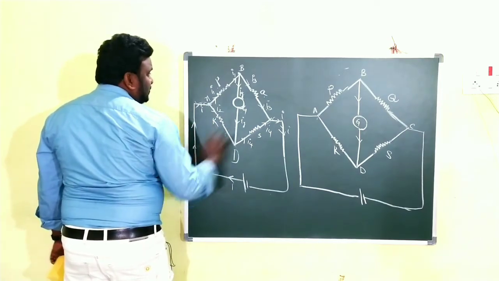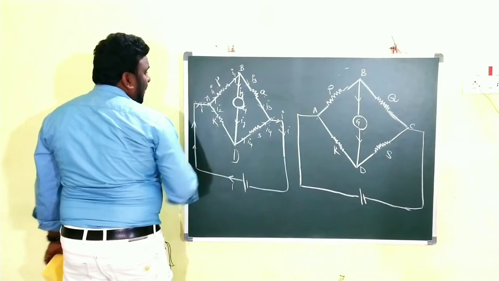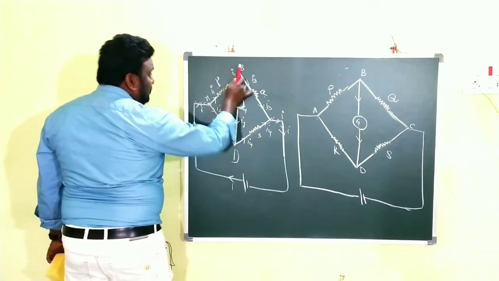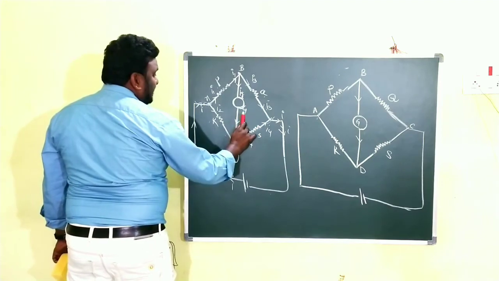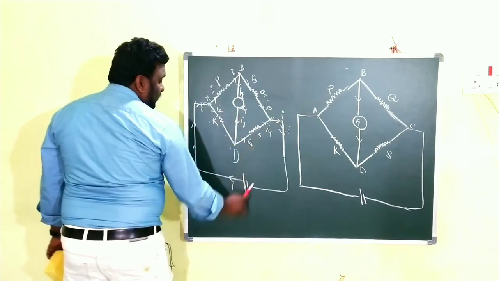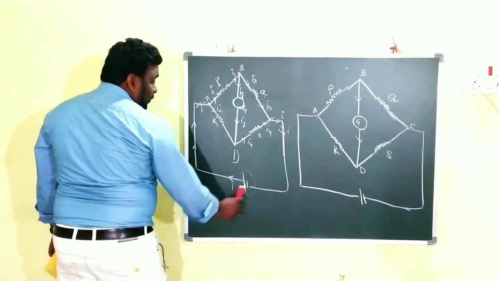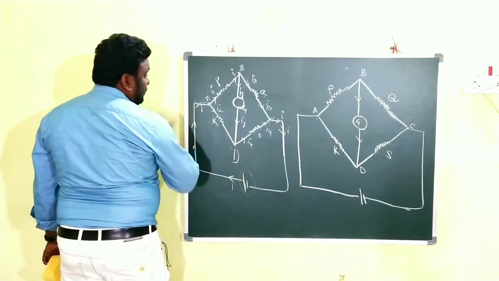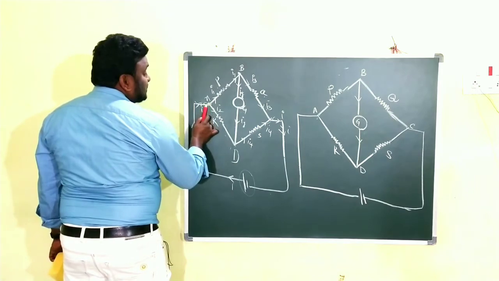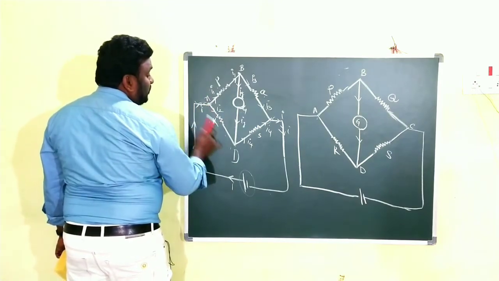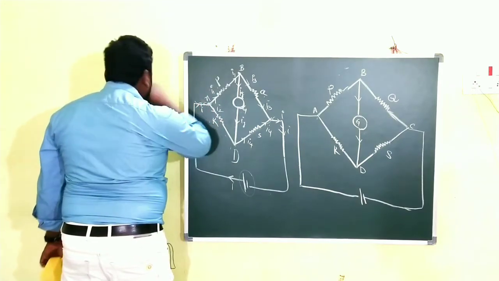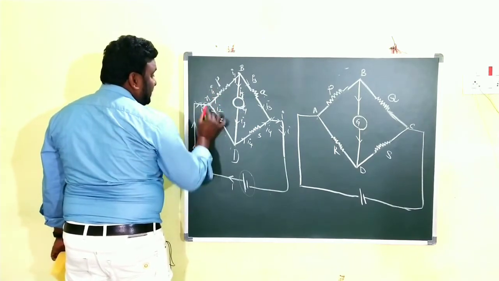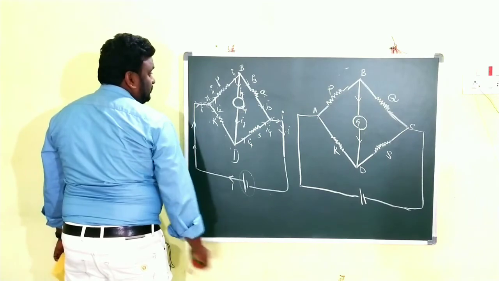Clear, children? Here we have four resistors P, Q, R, S, and in between B and D one galvanometer is connected. In between A and C one cell is connected. Once the cell is connected, the current moves like this. At the point A, the current I splits into I1 and I2. That's why A is the junction.